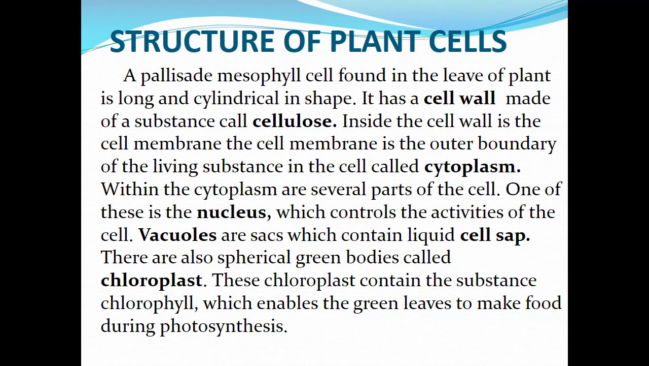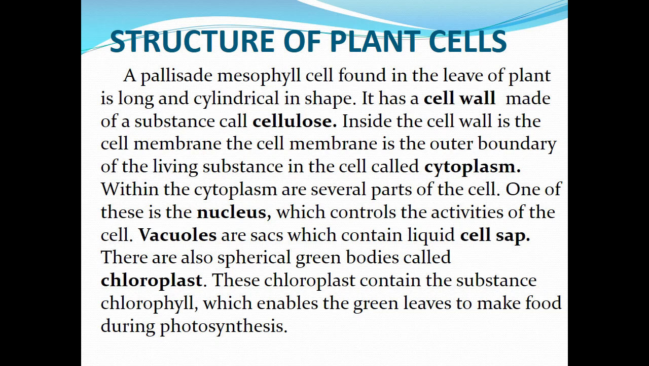Inside the cell membrane, you find what you call the cytoplasm. Within the cytoplasm are several parts of the cell. So many parts of the cell are contained in the cytoplasm. One of these is the nucleus. So the plant cell has two walls. The first one is a cell wall that has cellulose, and the second one is a cell membrane that serves as the boundary of the cytoplasm.